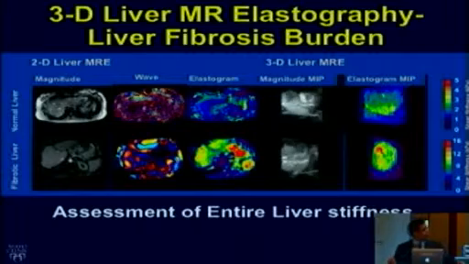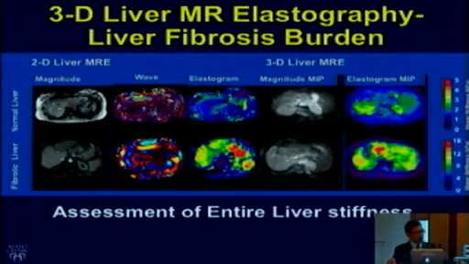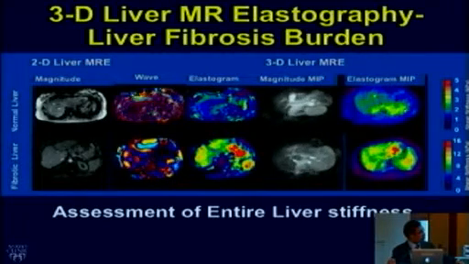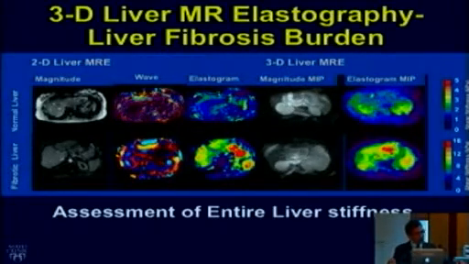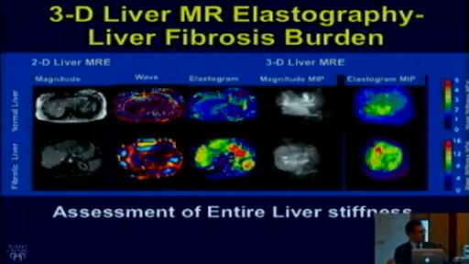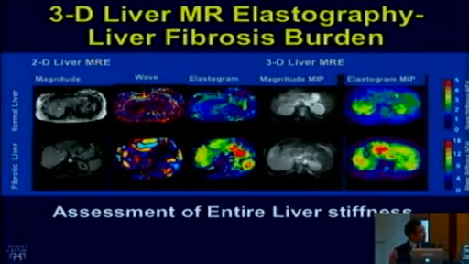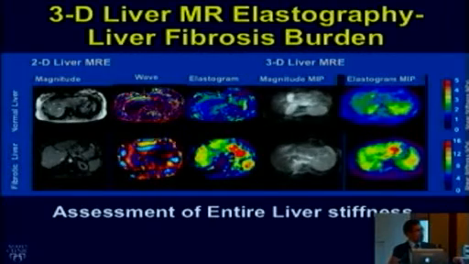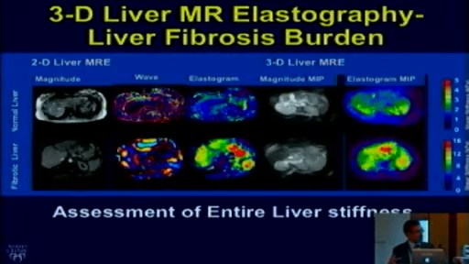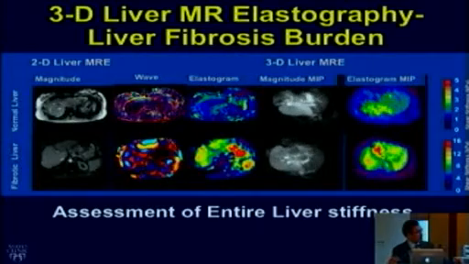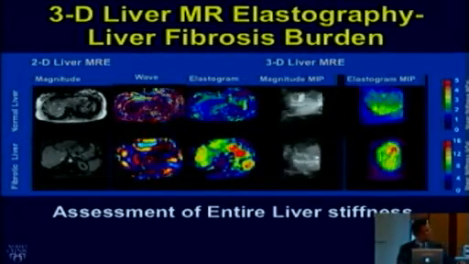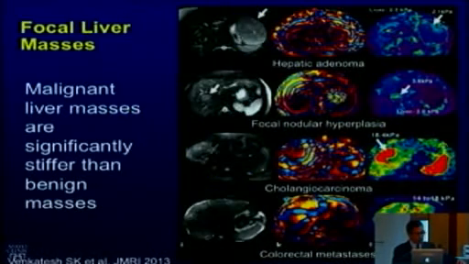And lastly, the one thing which is going to come up is that we can do 3D. What I mentioned about is a two-dimensional technique. This is a three-dimensional technique where the entire liver can be assessed with stiffness, and I'm introducing the term called liver fibrosis burden. So you might actually know the entire liver, how stiff it is, and you can make an assessment whether the liver can go for decompensation or not. And these are still early stages, but we'll be coming up with the results soon.